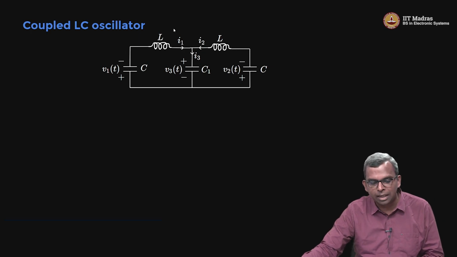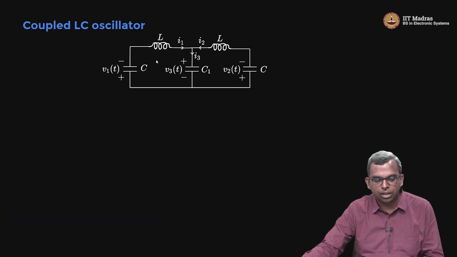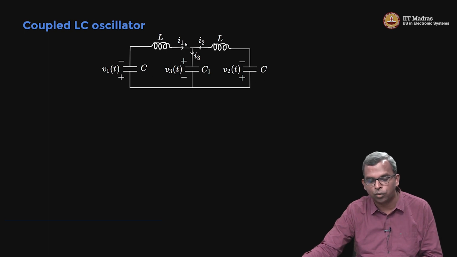So you have an LC oscillator here, an LC oscillator here. They are coupled through this coupling capacitance C1. Okay. Now let's start looking at this from a voltage and current point of view. I'm going to mark the voltage across this capacitance plus minus like this. This capacitance also plus minus like this, so that the current I can think of as flowing in this direction is I1, current in this direction is I2, and then for the third, this coupling capacitance, I'll put the plus minus the other way around, and I3.